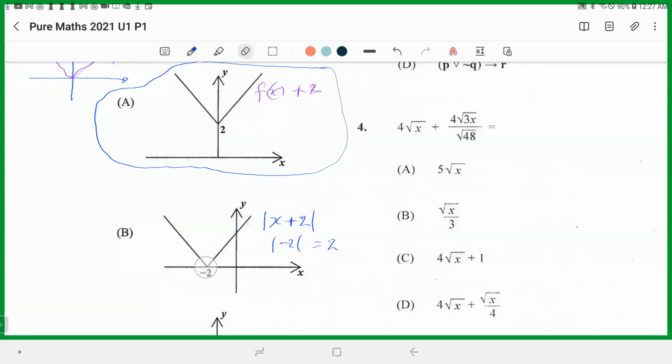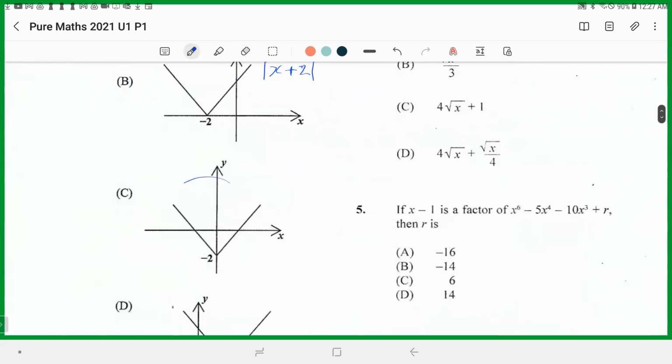But that is a graph. It shows that it is real. So this is a graph. I'm going to tell you what each of them is. What is this one? This one shifts down by 2 units. You see, it was here, and then shifted down by 2 units.